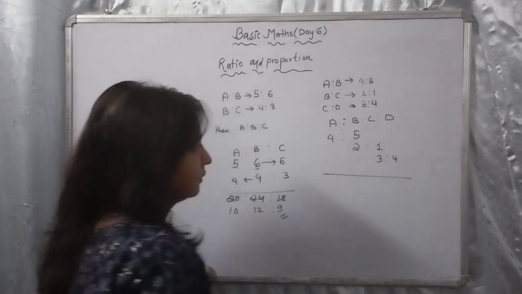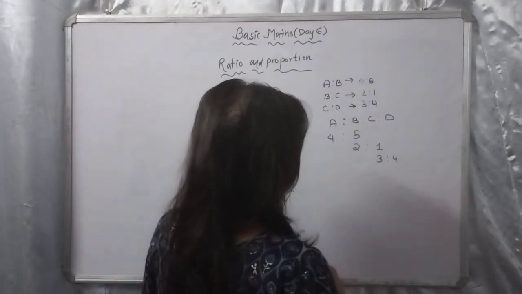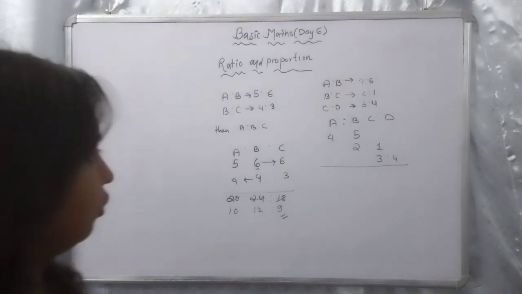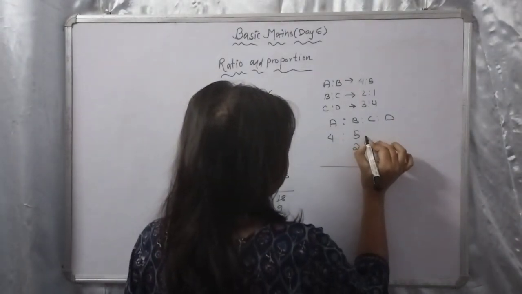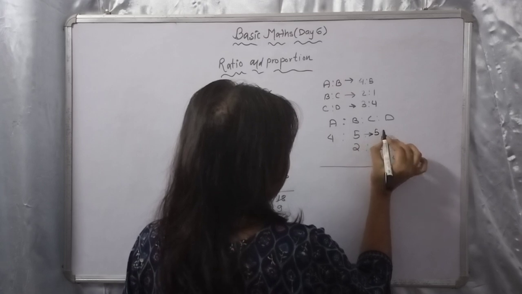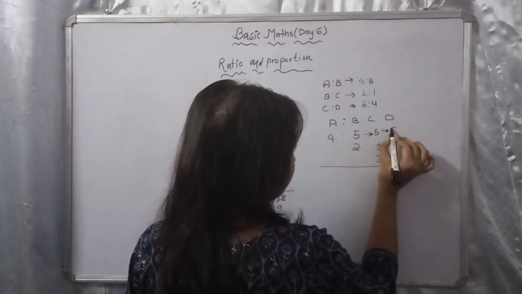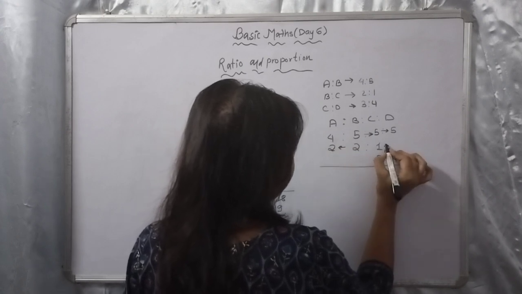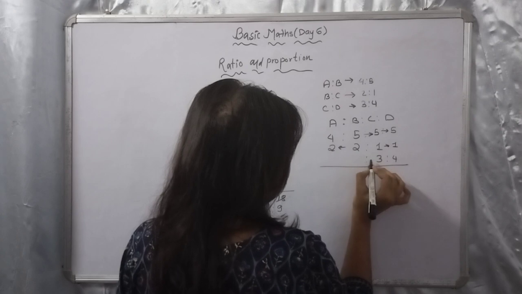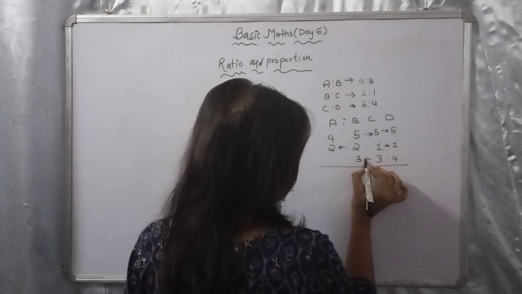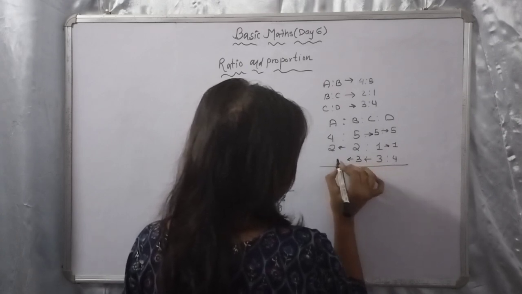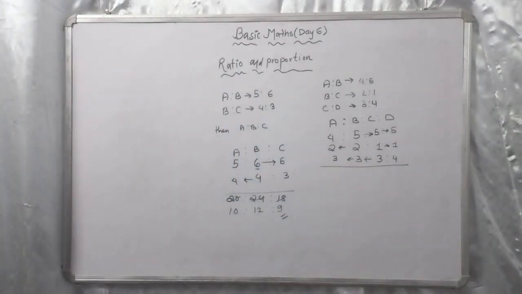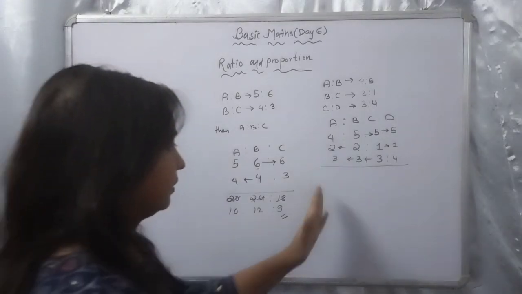Fine. Now we have empty space here, so we will shift 5 here. Now again we have empty space here, so we will shift 5 here. In the similar way, we have empty space here, we will shift 1 here. Here this is 3, so we will shift this 3 here. Now again we have empty space here, so we will shift 3 here. Fine. So I hope you understood how to shift the number.